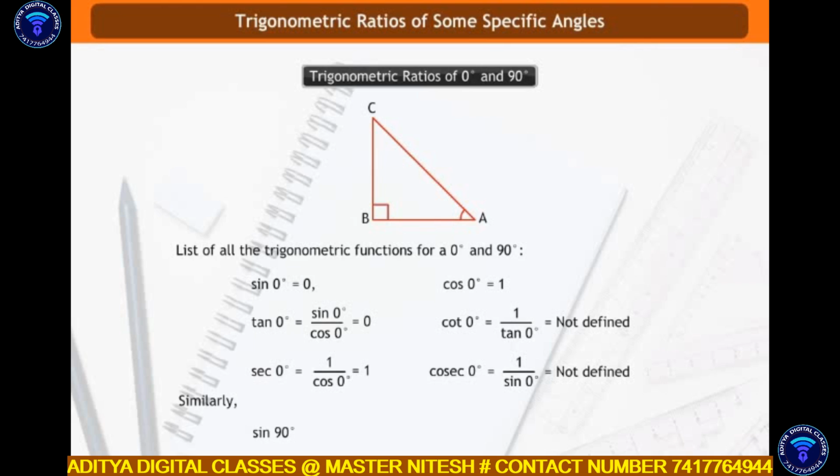Similarly, sine 90 is equal to 1, cos 90 is equal to 0, tan 90 is not defined. Cot 90 is equal to 0, secant 90 is not defined, and cosecant 90 is equal to 1.